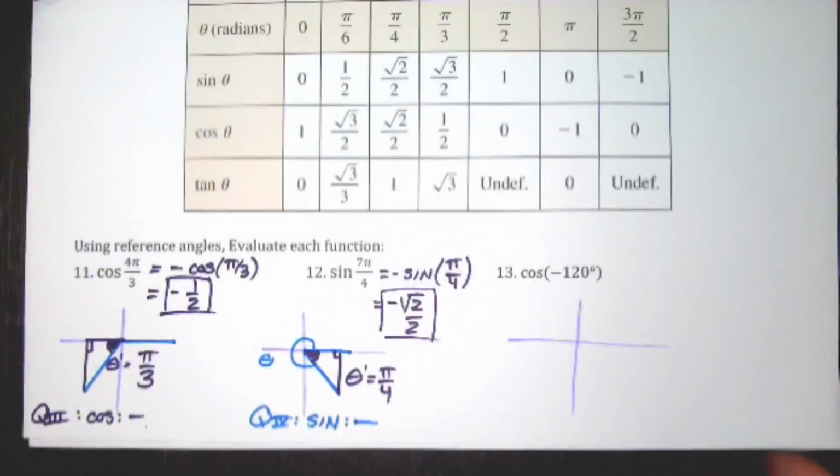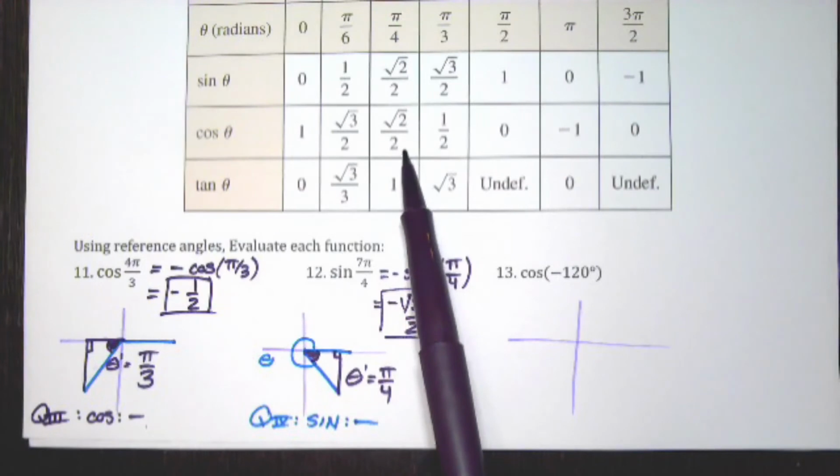Now again, on every single one of these, I am sketching something out. I'm getting that visual down. It helps me find what quadrant I'm in, helps me define the signs of my trig functions, and then after that, it is just either referencing that table or that unit circle.